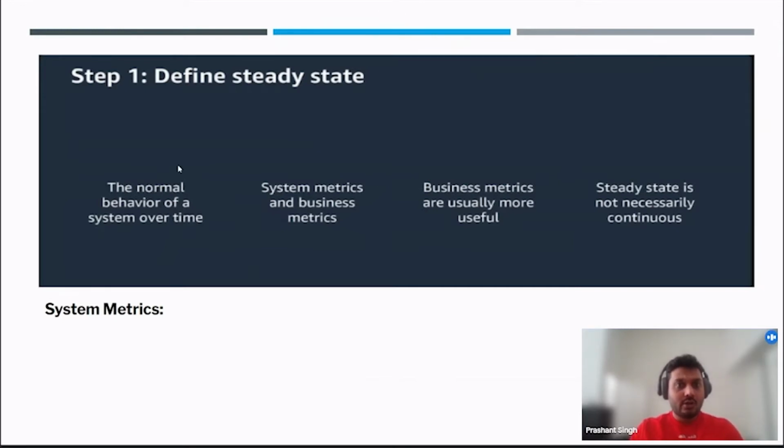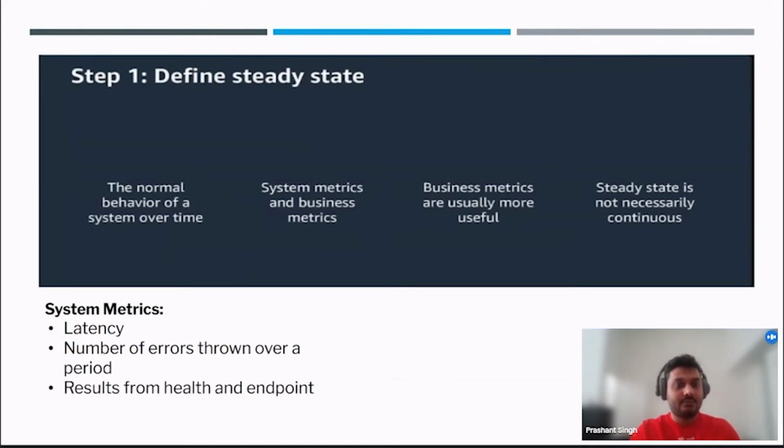Then, if you know your steady state, you want to have a few system metrics and business metrics. Now, what are system metrics? System metrics are metrics which you are getting from your system, maybe your operating system, maybe your application, right? You see, system metrics are like latency, number of errors thrown over a period, result from health endpoint, average CPU, memory, and all those kinds of things which we get from the systems.